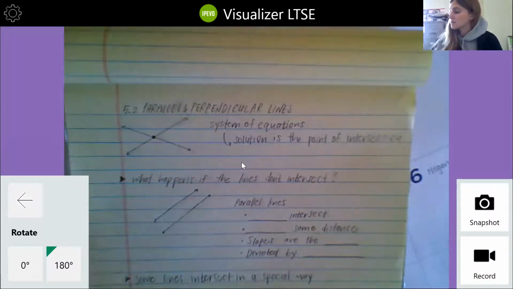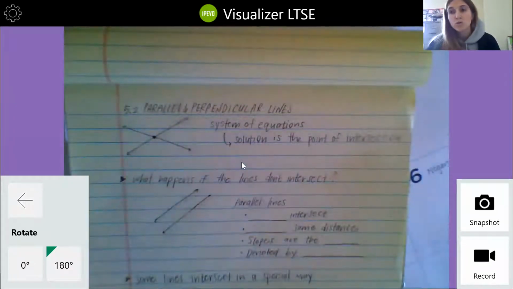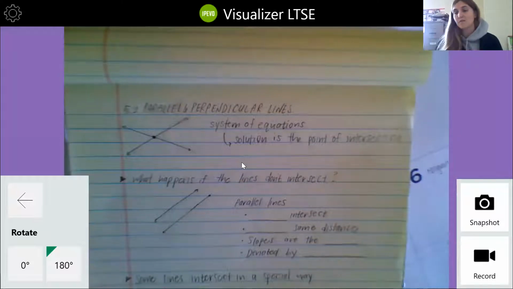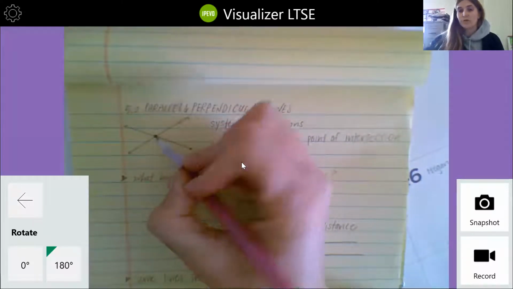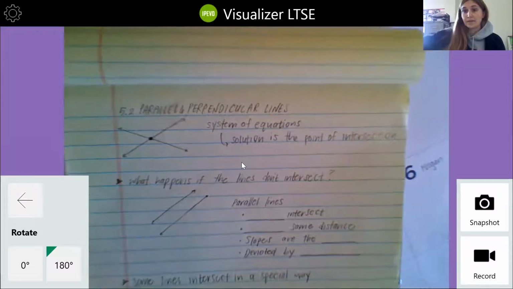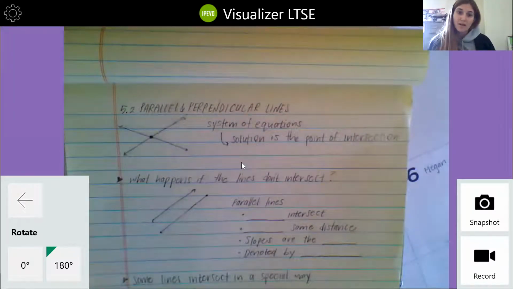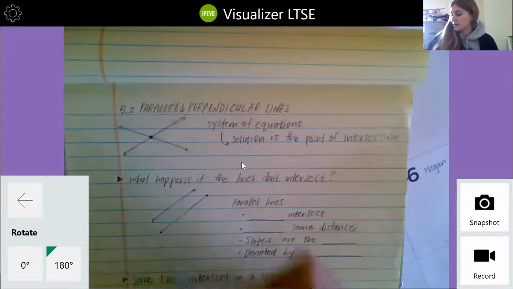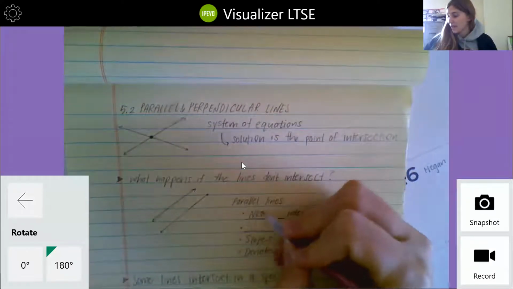Okay? And when we're looking at two different lines, and we're trying to find the solution of that system of equations, the solution is going to be that point of intersection where the two lines meet. But what happens if the lines don't intersect? Well, that is the case for parallel lines. So parallel lines look like this, and they never intersect.